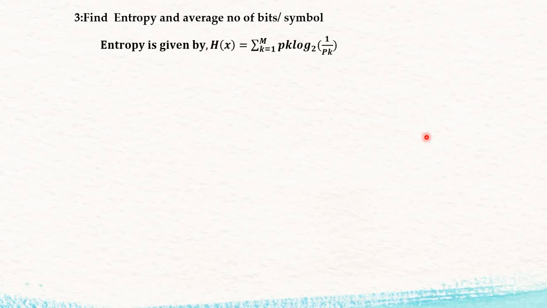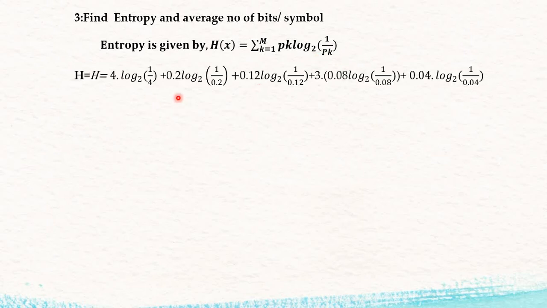Then we move to the next step. Once the values are with us, we go for finding the entropy and the average number of bits per symbol. Entropy is given by the formula summation of k equals 1 to m of pk log to the base 2 of 1 by pk. The probability values are already given to us, we just have to put in all those values. That is H. First probability is 0.4, second is 0.2, then 0.12, 0.08 and 0.04. Then we find the entropy. Entropy comes out to be 2.42 bits per message.